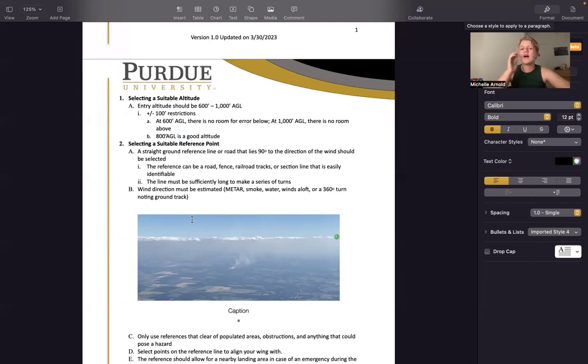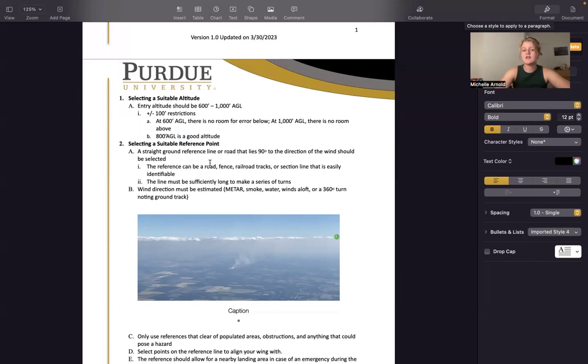A couple things to keep in mind when choosing this line is that it should be perpendicular to the wind. So this says a straight ground reference line or road that lies 90 degrees to the direction of the wind. Because you're going to want to enter this maneuver on the downwind, going perpendicular to your reference line. Now, the ACS does not specify that you have to go in on the downwind, but the Airplane Flying Handbook does recommend it because this will give us some continuity with how we would perform this maneuver.